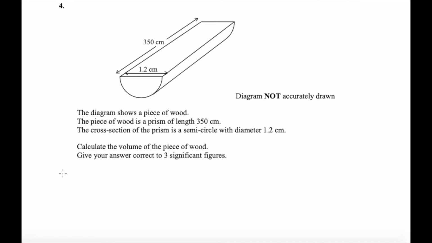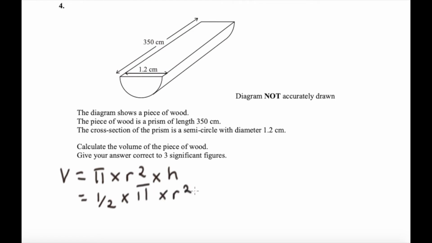Now, from what we've already established, the volume of a cylinder is pi times the radius squared times height. But this is slightly different because it's not a full cylinder, it's a half cylinder. I hope that makes sense. So because of that, we now change our formula to find volume. That would be half times pi times radius squared times height, because this is half of a cylinder.